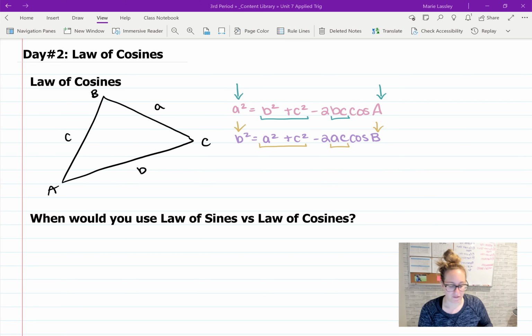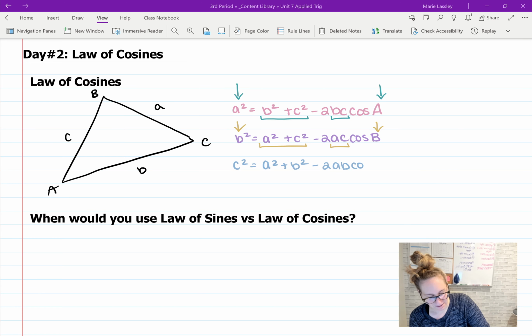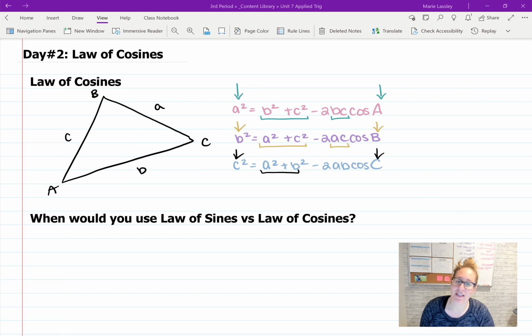So just to finish it off, if we wanted side c to be by itself, it would be c squared equals a squared plus b squared minus 2ab cosine c. So again, we have c, c, and then a and b go right there. All right, so that's the pattern.